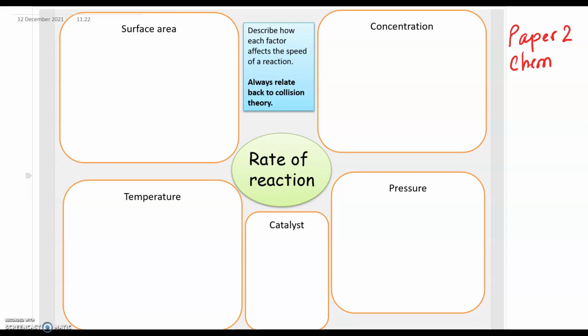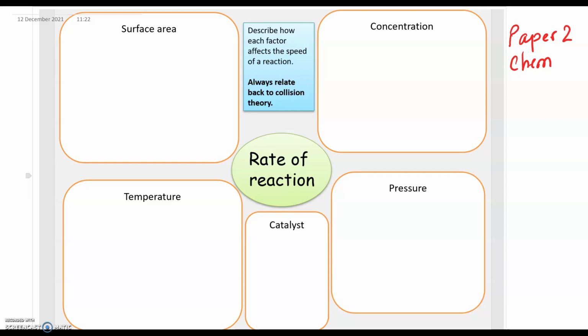Hello, today we'll be looking at rates of reaction topic. This comes up in paper 2. It's quite an important topic because there's quite a lot of questions linked to it, and it also has required practicals. So let's look at the factors that speed up the rate of reaction by referring to collision theory.